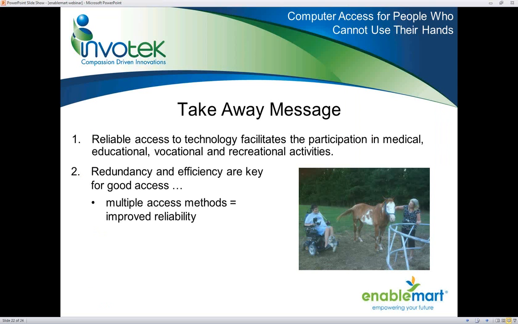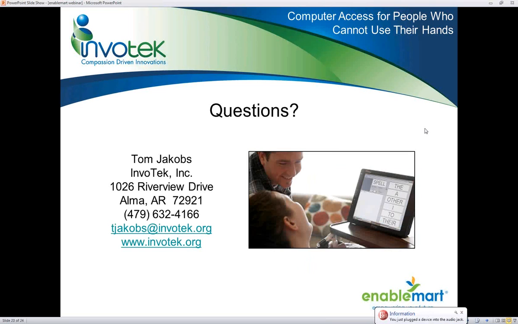Okay, so we're done. The takeaway message, I hope, rings true here that when we give people reliable access, we can really impact their lives, and redundancy and efficiency are key for good access. And so if you can figure out multiple ways to get people into a device, that's really going to help to make people successful. All right.